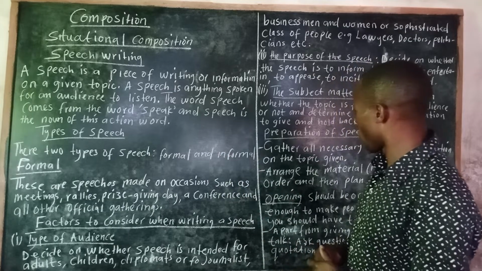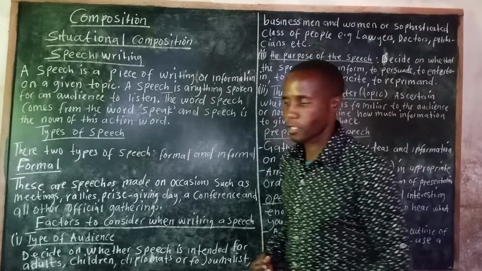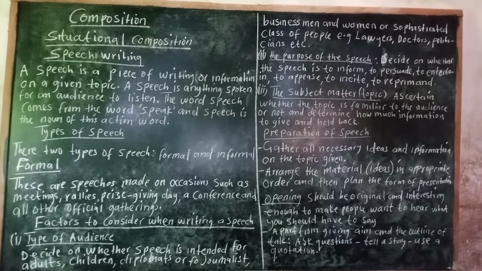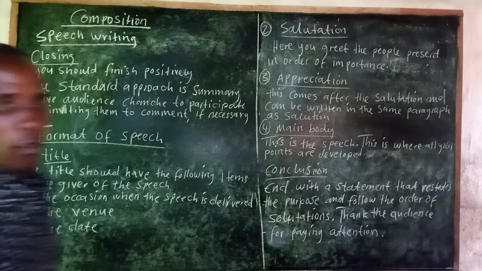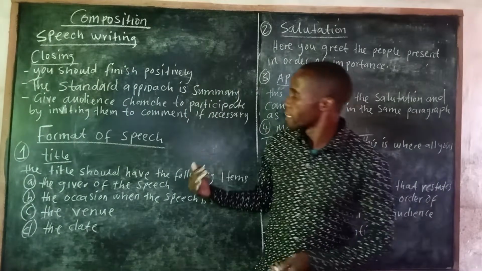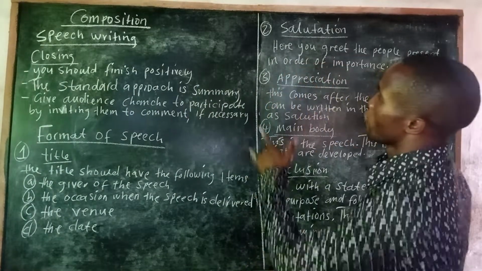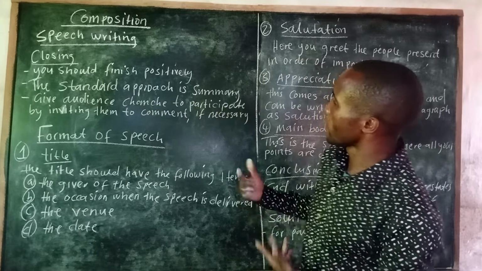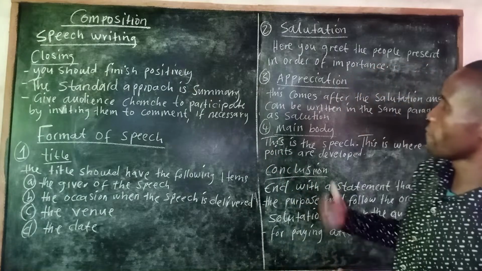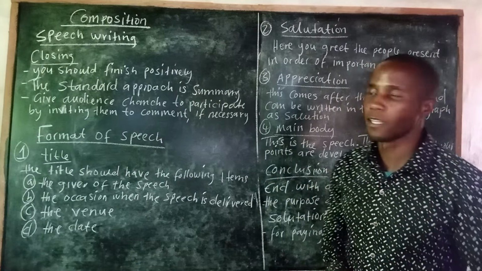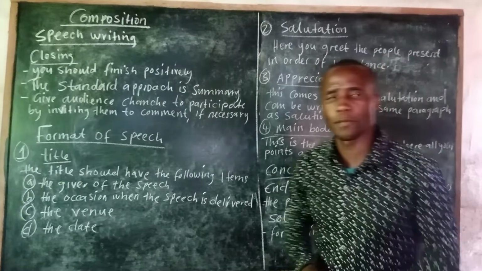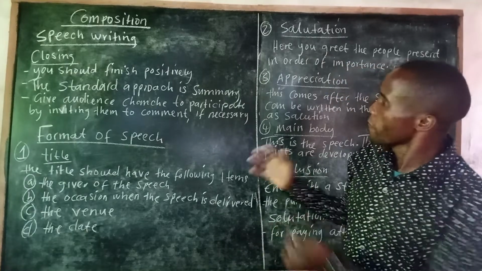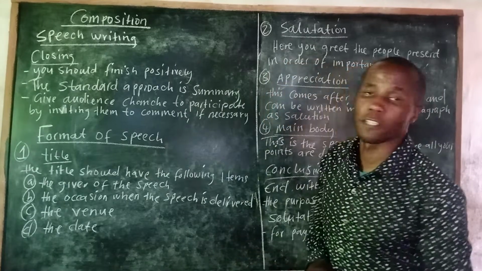Let's go to how you can close a speech. Okay, so here is how you can close the speech. You should finish positively. The standard approach is summary. Give audience chance to participate by inviting them to comment if necessary. Okay, so as you are finishing the speech, it should be in a positive way. Then from there now, let us look at the format of the speech.